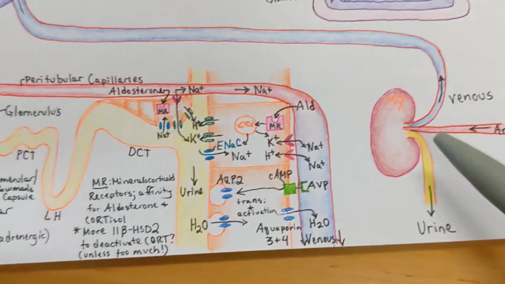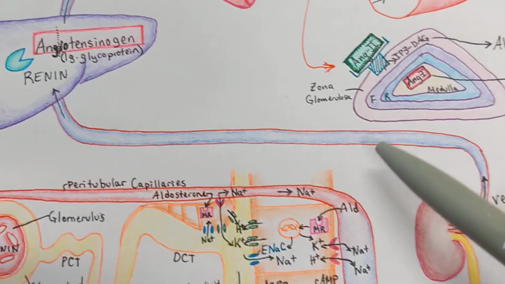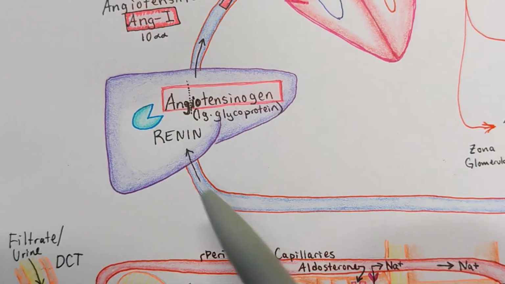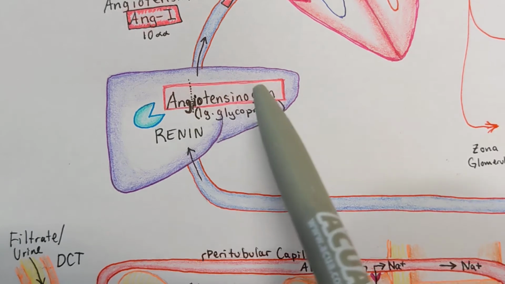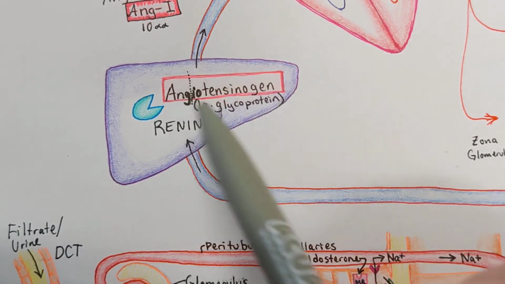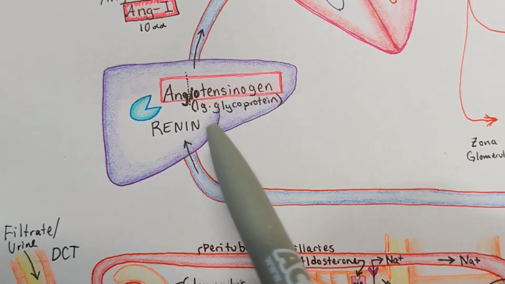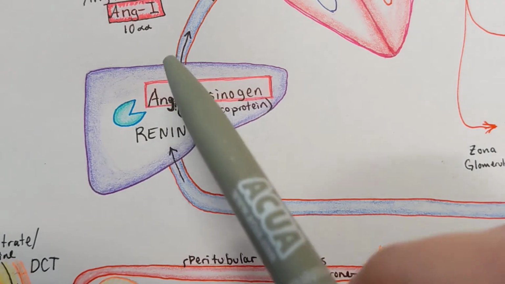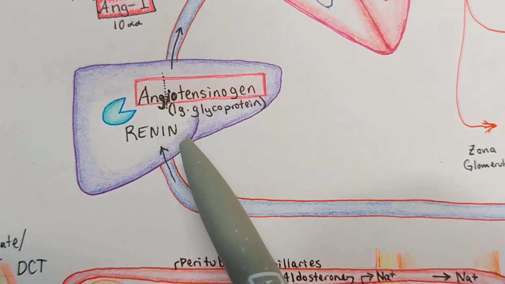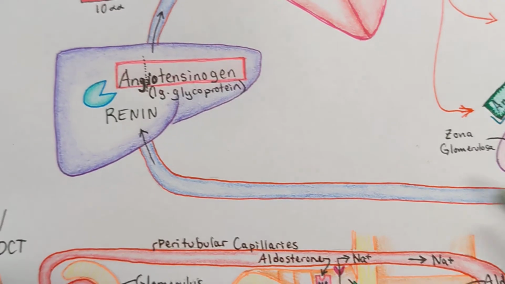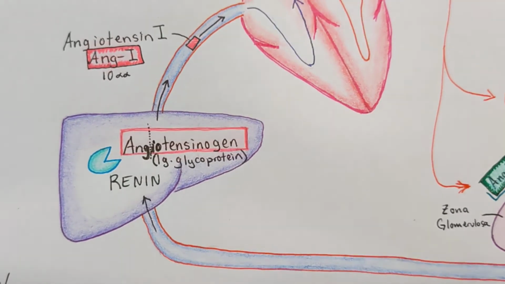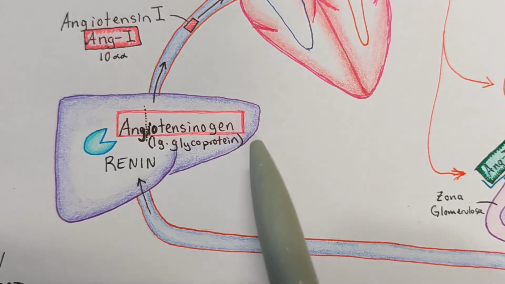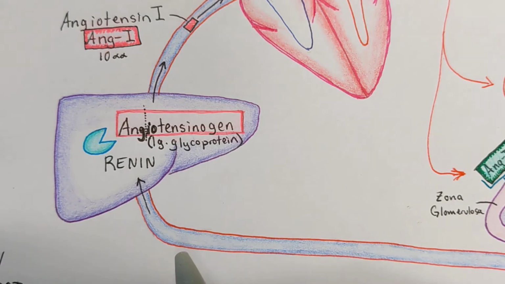Now the blood flows out of the kidney in the venous circulation, and on its way to the heart, it is going to encounter a liver protein called Angiotensinogen. This is a large glycoprotein, and renin, as an enzyme, is going to cleave off 10 amino acids of Angiotensinogen. Okay? And I know this circulatory pathway is not actually the pathway of circulation. I am just showing angiotensinogen in the liver because the liver synthesizes this protein.